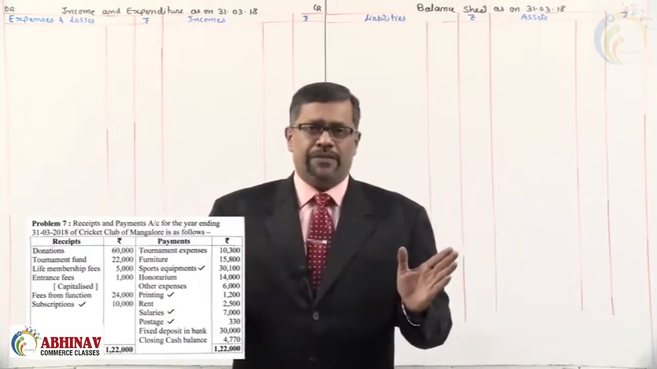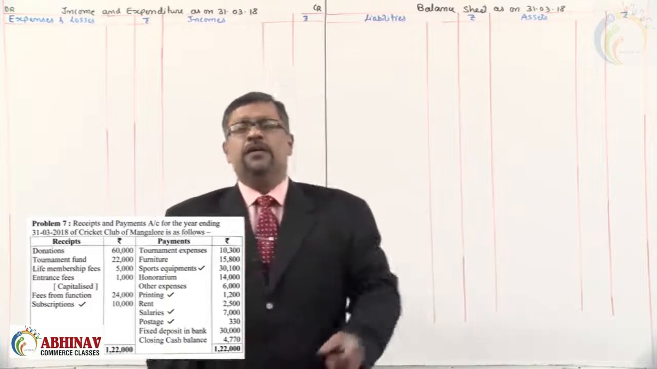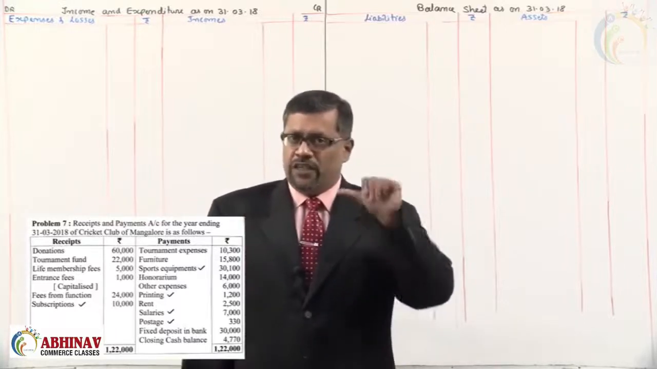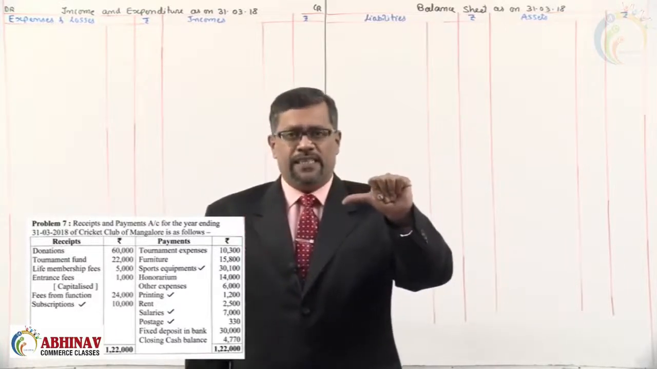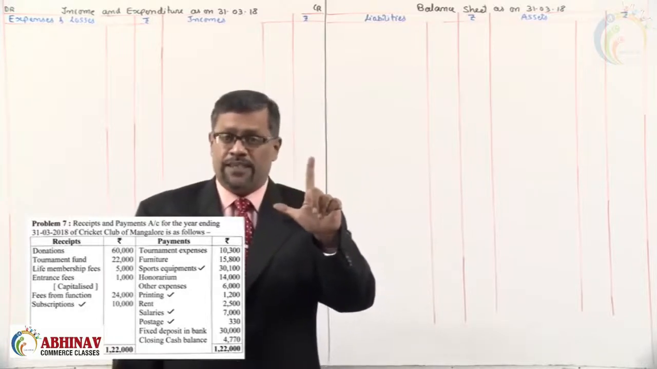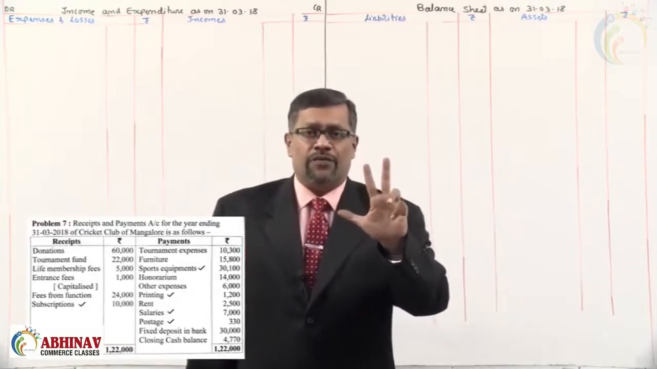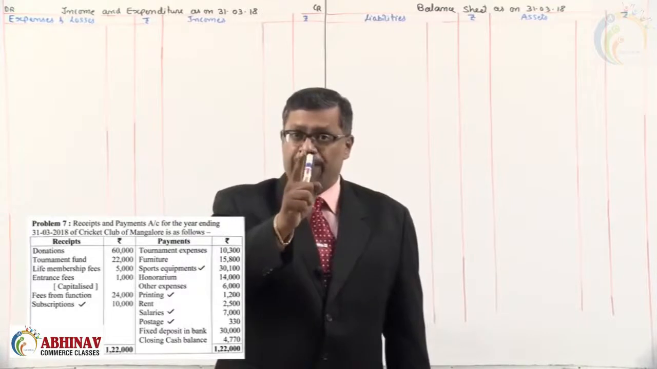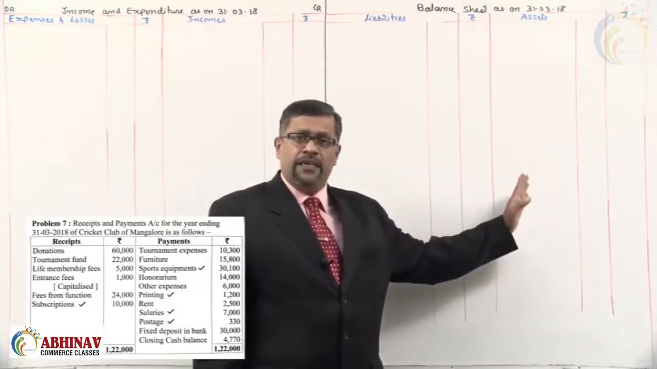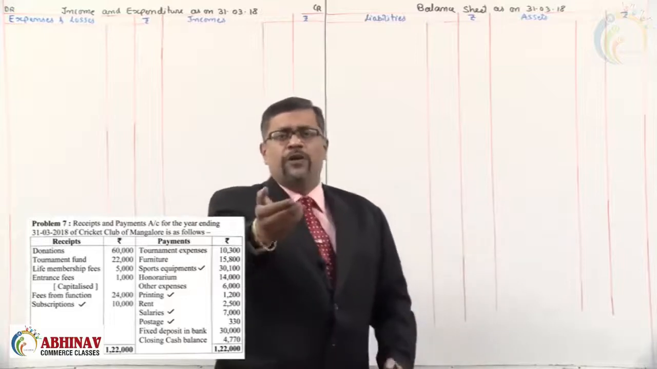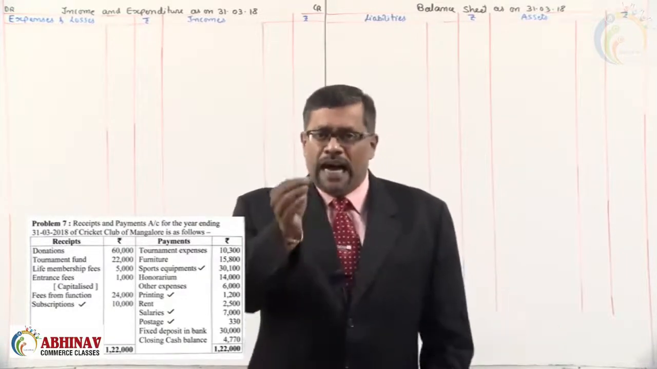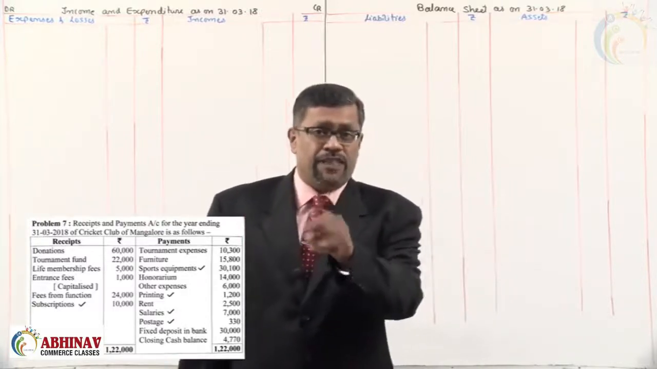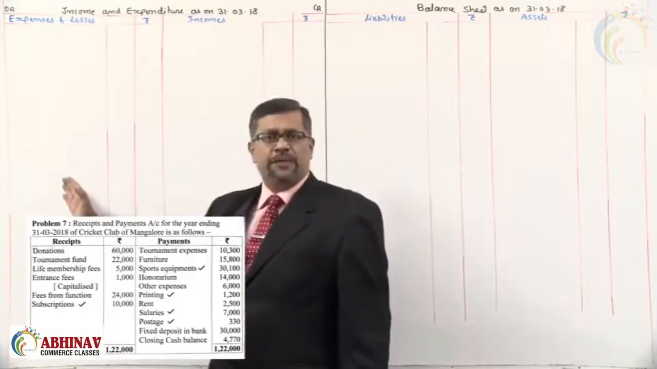Capital and revenue items. What is a capital expenditure? An expenditure is said to be capital in nature if it fulfills any one of the three conditions. Number one, a new asset comes into existence. Number two, improvement to the existing asset. And number three, discharge of fixed liability. If any one of the conditions is fulfilled, it is capital expenditure. Capital expenditure is to be taken in the balance sheet as an asset, because when you purchase an asset, it's a capital expenditure. If it is a revenue expenditure, which is not capital, then it comes in the income and expenditure account.